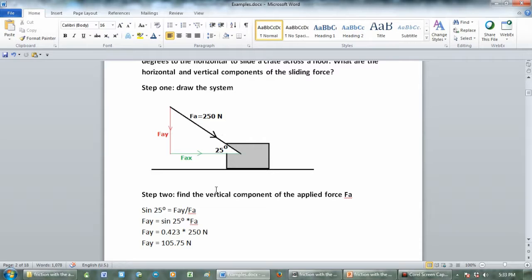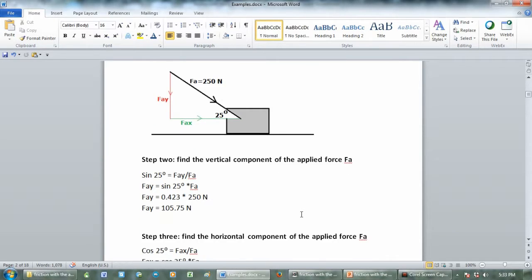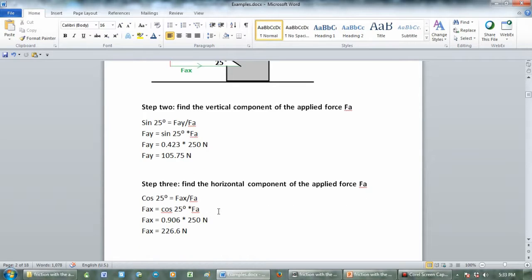Step 2. Find the vertical component of the applied force. Sine of 25 degrees equals FAY divided by FA. So FAY equals the sine of 25 degrees times FA. FAY is 0.423 times 250 newtons. FAY is 105.75 newtons.